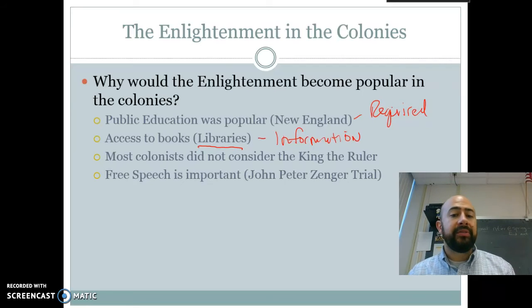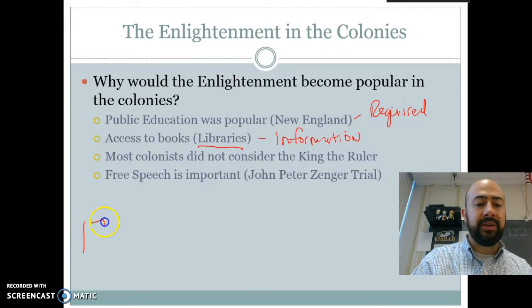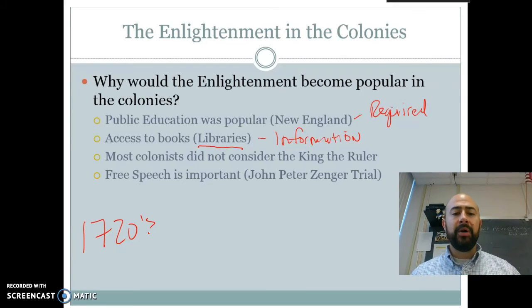Most colonists didn't consider the king their ruler. By the time the Enlightenment became popular in the colonies, we're talking about the 1720s-ish, most people that were living in the colonies were actually born there. So they had never been to England. They didn't know the king. They only had ever seen pictures of him, perhaps in a newspaper. So they didn't call themselves necessarily a subject. They felt that they were more a citizen of Maryland or Pennsylvania or Massachusetts.